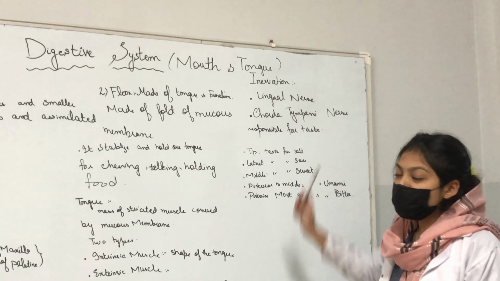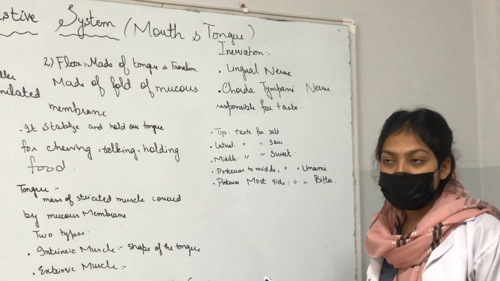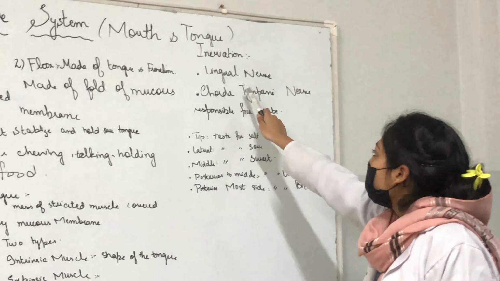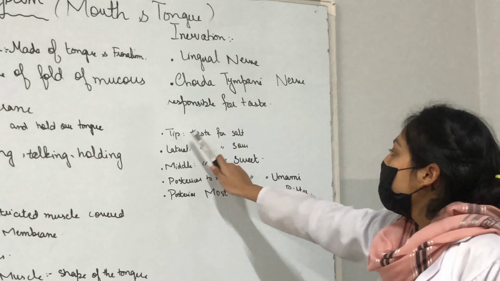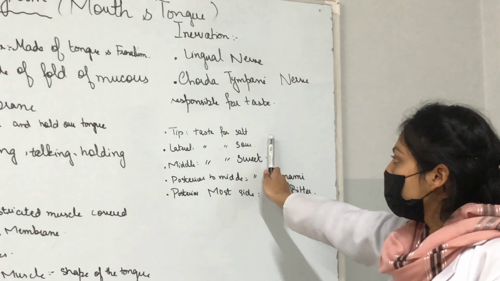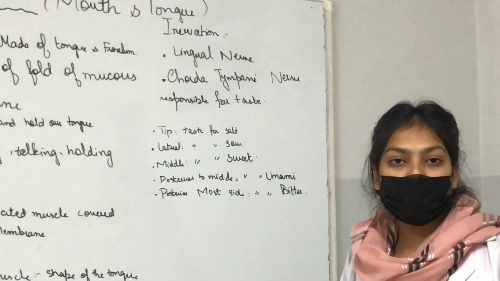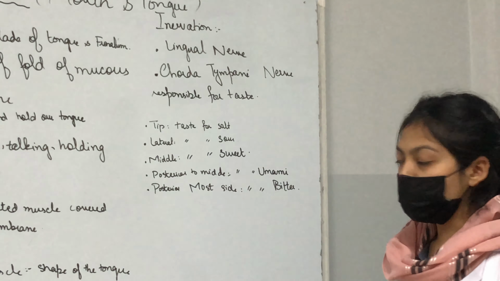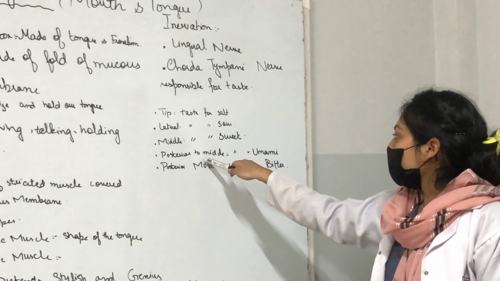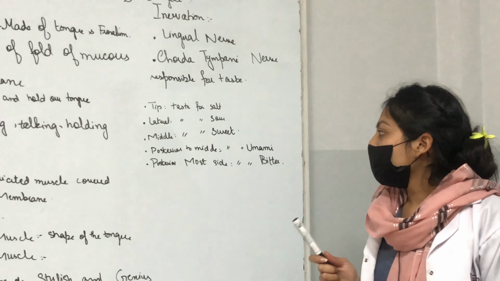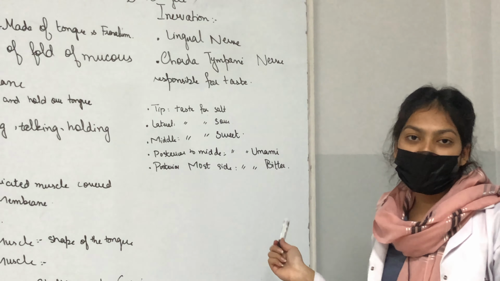And we have innervation, 2 nerves, lingual nerve and chorda tympani nerve. Chorda tympani nerve is responsible for taste. The tip is for taste of salt. Lateral part of our tongue is for taste of sour, and middle is for taste of sweet. And posterior to the middle we have taste called umami, and posterior both sides we have taste called bitter.